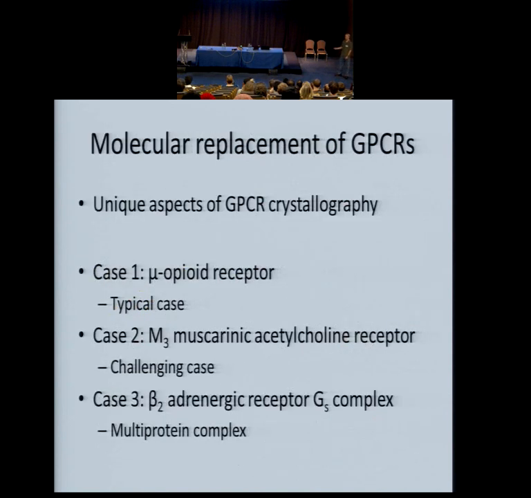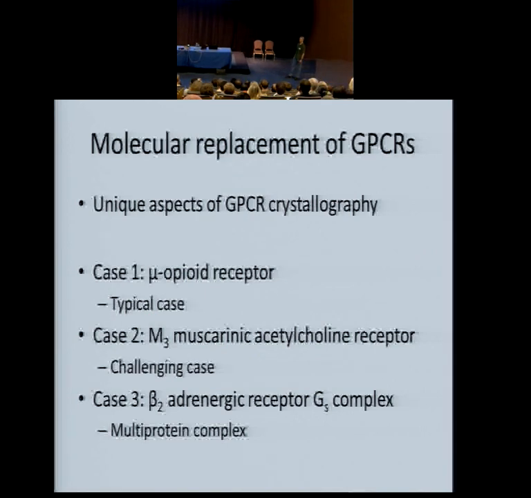So I'm going to go through today several of the recent advances in GPCR crystallography and how they relate to molecular replacement and the implications of these advances. And then I'm going to go through a series of 3 specific cases of structures we've solved by molecular replacement. The first case is the mu opioid receptor, which represents a fairly typical case. It was solved relatively straightforwardly. Then I'll go through the M3 muscarinic acetylcholine receptor, which was a much more challenging problem, particularly at the level of data collection, and it highlights some of the difficulties that we often face in solving GPCR structures. And finally, I'll go through the beta-adrenergic receptor Gs protein complex, which is an example of a multi-protein signaling complex, which is solved by molecular replacement using individual components.